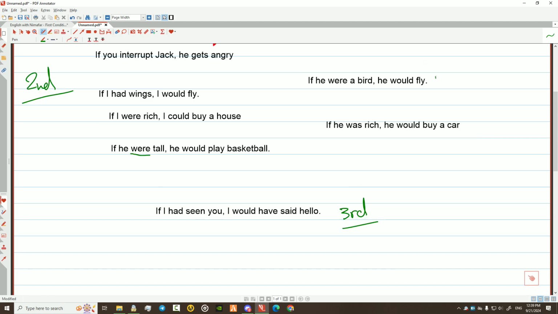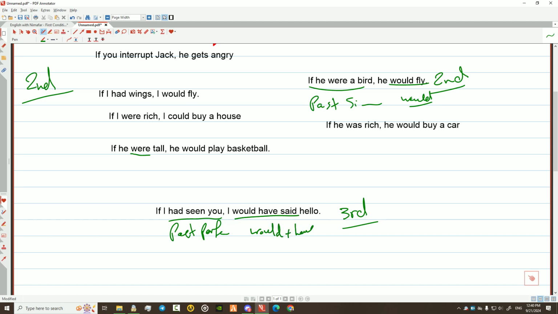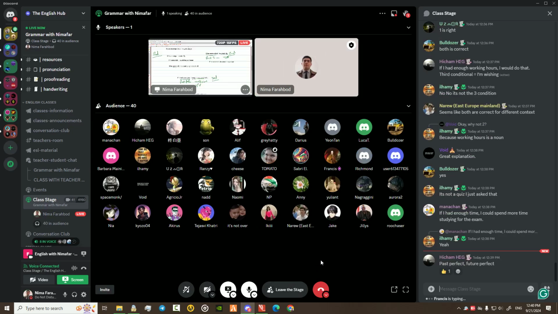In second conditionals, we use past simple and would plus base form. In third conditionals, we use had seen you, past perfect, and would plus have plus past participle. I would have done, I would have said, he would have gone. Different things.